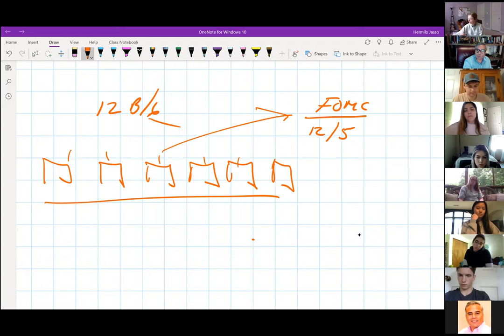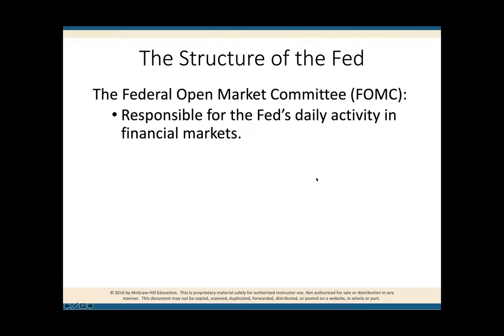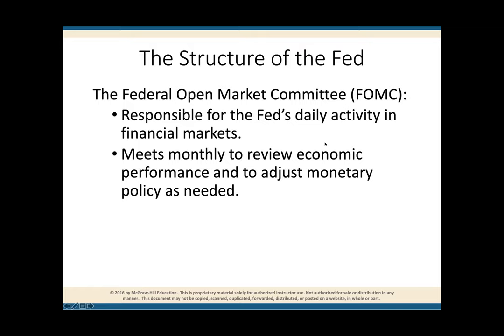By the way, one of these has to be the president of the Bank of New York City at all times. So I guess the right way to say it is like this. We have the 12 board of governors, the president of the Bank of New York City, and 4 of the other presidents, right? So then these guys are responsible for monetary policy. They sit down and they say, do we need to increase the amount of money in the economy? Or do we need to decrease the amount of money in the economy? Okay. So again, the FOMC is responsible for the decision of what they're going to do in the economy. And they meet every month, and then they decide if they need to increase or decrease the amount of money in the economy.